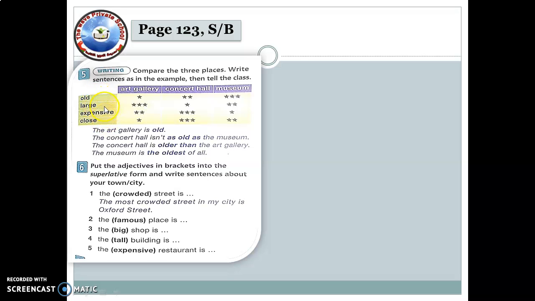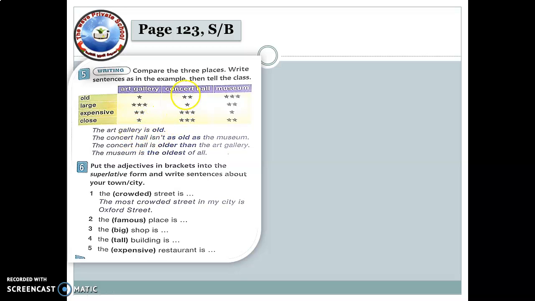For example, concert hall is large. And then art gallery is close to my home. So for the 2 stars, we're going to use bigger than, use ER, or more. For the 3 star, meaning you're going to use most or EST, or the most.